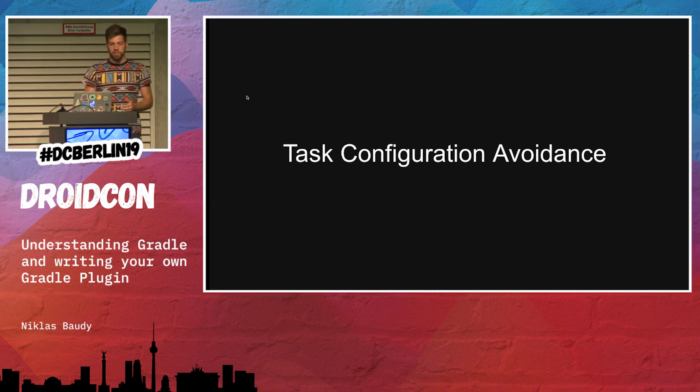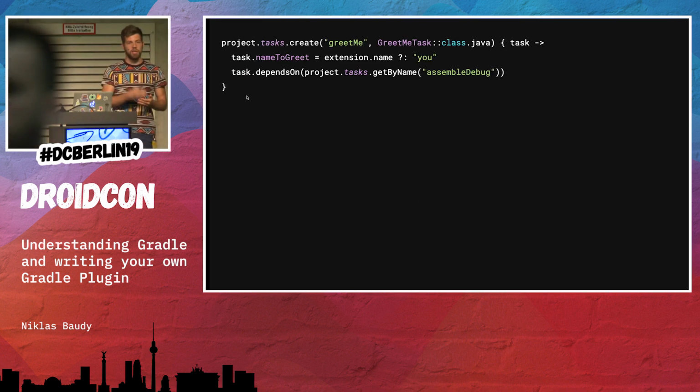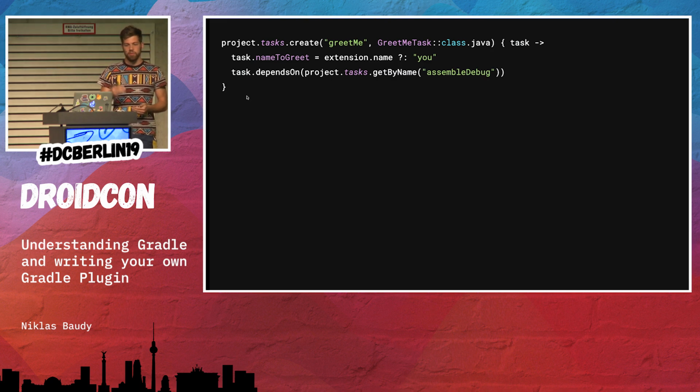Previously, you were creating tasks actively. So you were saying project.task.create, and then you were giving the name. And then we could also say, for instance, if we execute that task, we want it to depend on another task. In this case, it's assembleDebug. So that way you can have this chain.